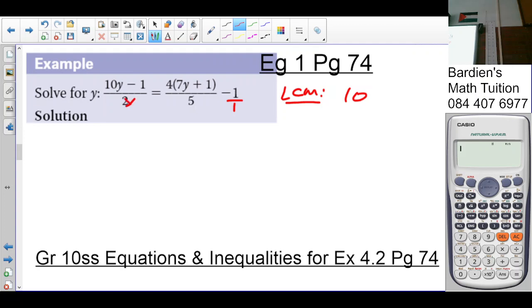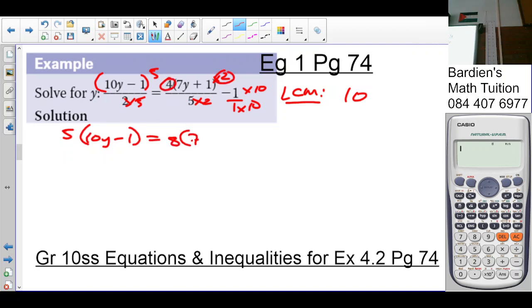So 2 times what is 10? 5. So we multiply that also by 5. 5 times what is 10? 2. 1 times what is 10? 10. So in other words, it's going to become 5 into 10y minus 1 equals 2 times 4 is 8 into 7y plus 1 minus 1 times 10. Now it becomes a linear equation.